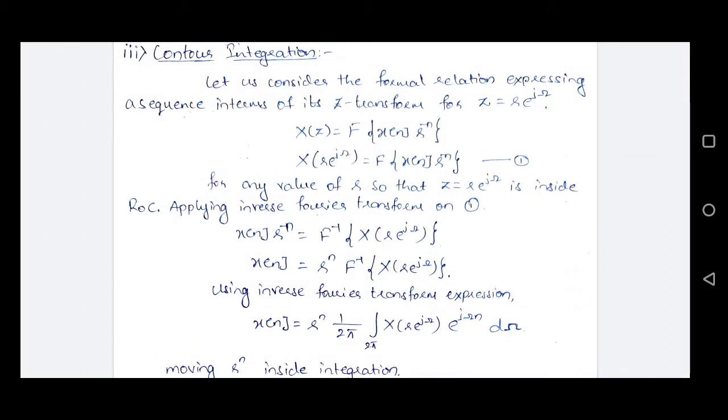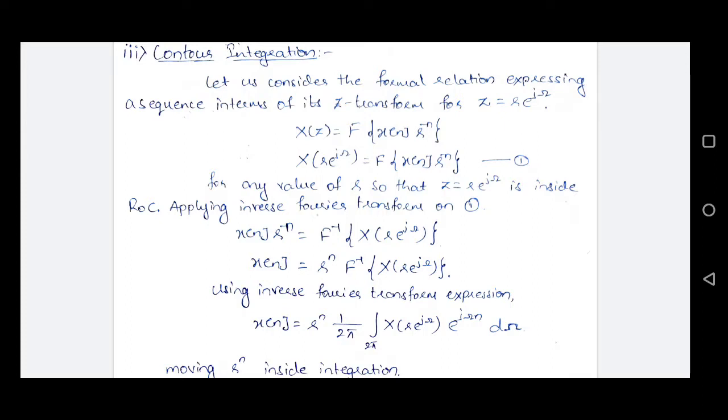So before we go into causality and stability, let us finish the third method of inverse Z transform, which is contour integration. Now we are redoing this because we discussed how to obtain the inverse Z transform while defining the Z transform in the earlier lecture. So we'll consider a formal relation expressing a sequence in terms of its Z transform for z equals r e to the power j omega.